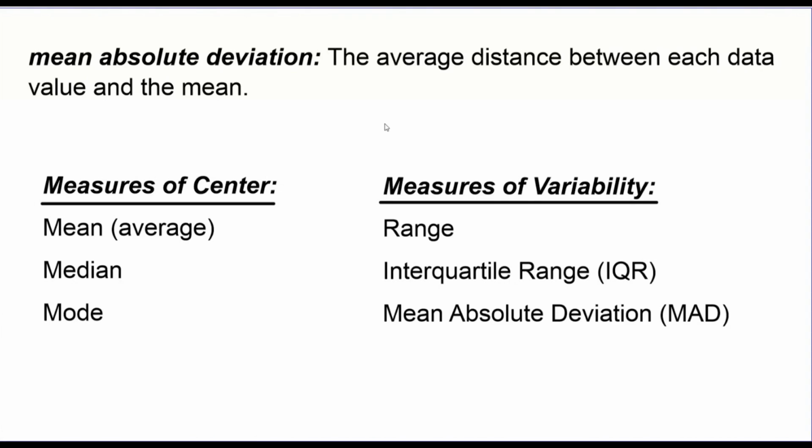We have measures of center that we talked about. Those are ways to find a typical value in a data set, or a way to summarize the data set with a single number. We use the mean or the average, the median, and the mode. Then we talked about measures of variability, which were measures of how spread out our data is or how consistent our data is. We talked about the range and the interquartile range, and the interquartile range used the median and the quartiles to get that value. So today we're going to add one more measure of variability, and that's called the mean absolute deviation, or the MAD.